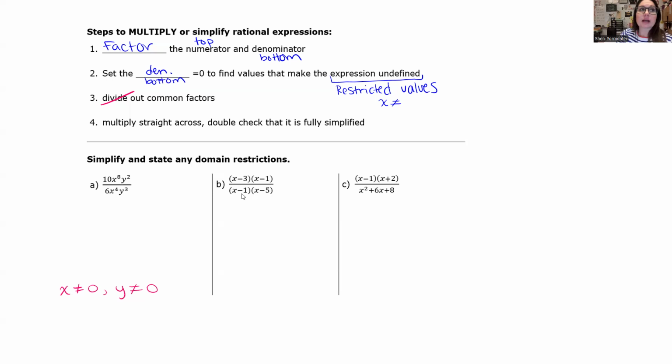B is also factored, so I'm going to look at the denominator. I'm going to look at the bottom. And X cannot be anything that would make one of those terms equal to 0. So for the first binomial, or the first factor, X could not be positive 1 because it would make that equal to 0. X cannot be positive 5 because it would make that factor equal to 0. So X cannot be equal to positive 1 or positive 5. It's always the opposite inside the parentheses, if everything is fully factored.